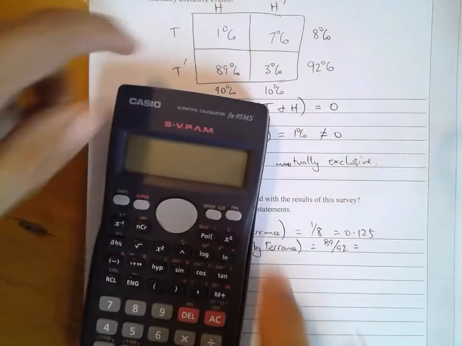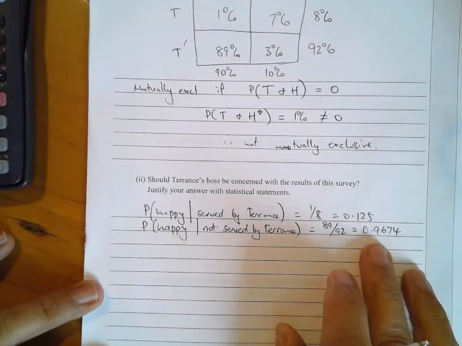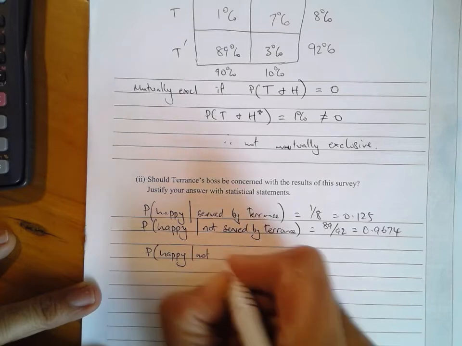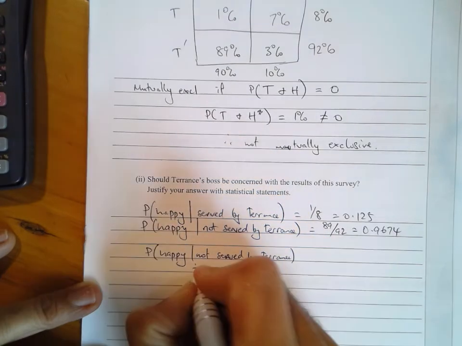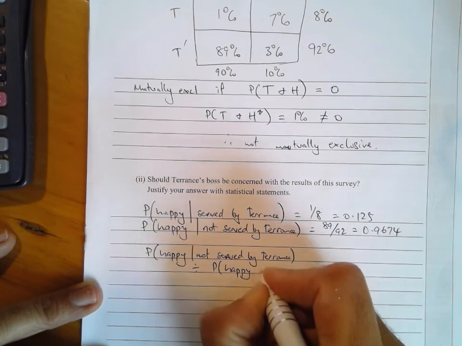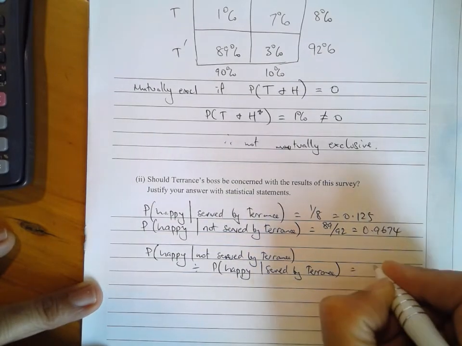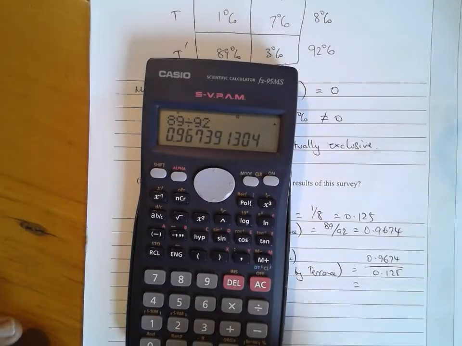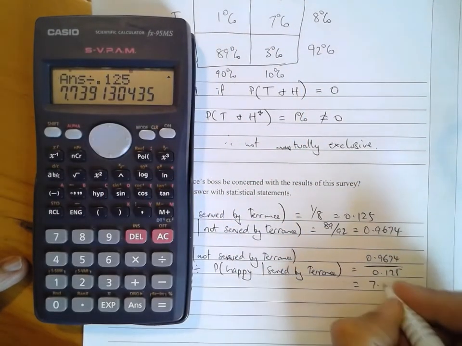Just grab that on my calculator. It's a lot higher, isn't it? 89 divided by 92, 0.9674. So in terms of a relative risk, the probability of happy not served by Terence, divided by the probability of happy served by Terence, that's 0.9674 over 0.125, which is, holy moly, 7.739.